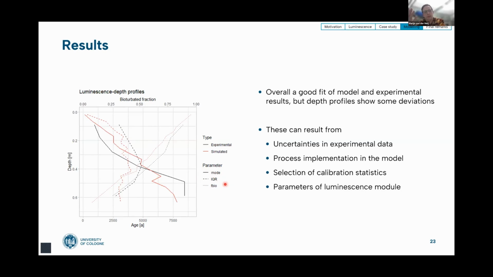Of course, there's some deviation between the two. For example, for the simulated mode of the distribution, we see some scatter. It's a bit older at the topsoil, a bit younger at the subsoil compared to the measurements. And there are some explanations for this, for example, uncertainties in the experimental data, the way the processes are implemented in the model, and also the way we select different statistics and evaluate the model. But you can find more information on this, and more details, in the paper.